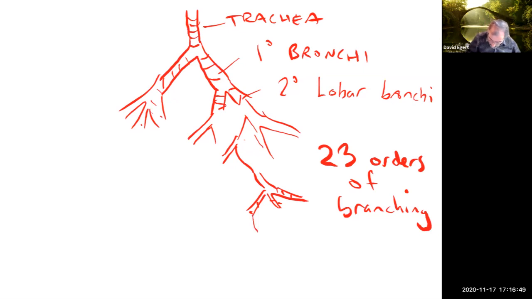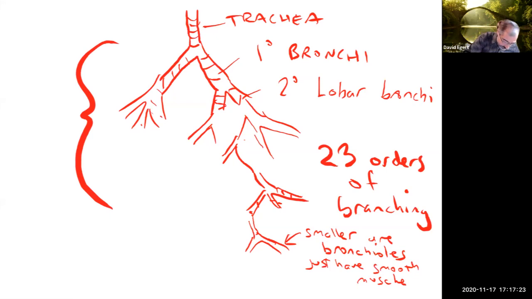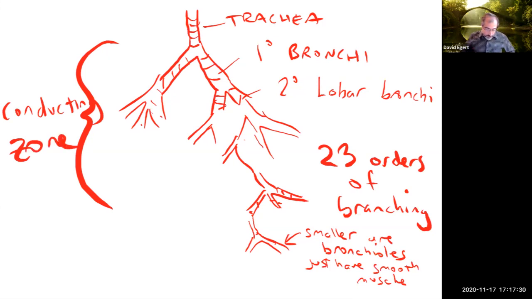When you get into the smaller ones, they're called bronchioles. Bronchioles no longer have cartilage. These just have smooth muscle in the walls. And then at the very end, all of this that I'm drawing here, we call the conducting zone, because there's no gas exchange or anything happening yet. This is just about bringing the air down.